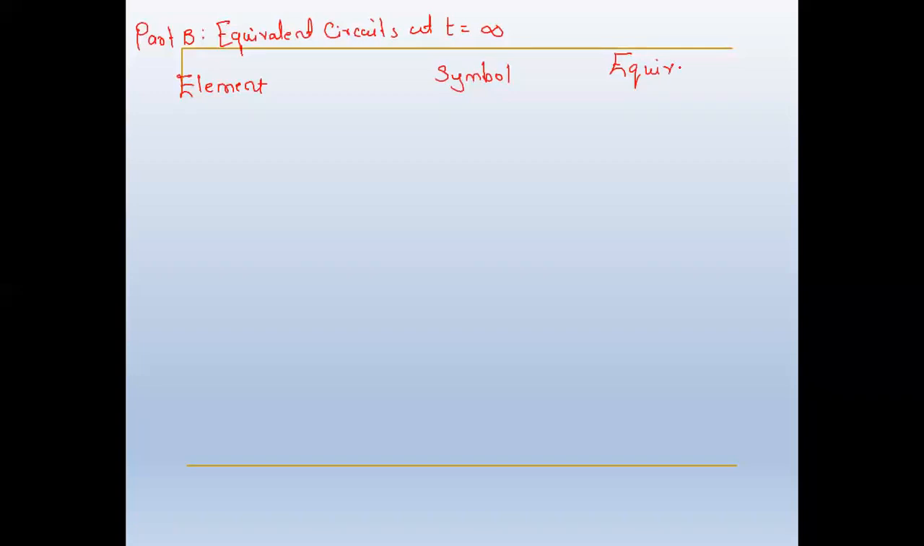So the next point is part B, which is nothing but the equivalent circuits at t is equal to infinite. So again, three columns: element, symbol, and the equivalent circuit.